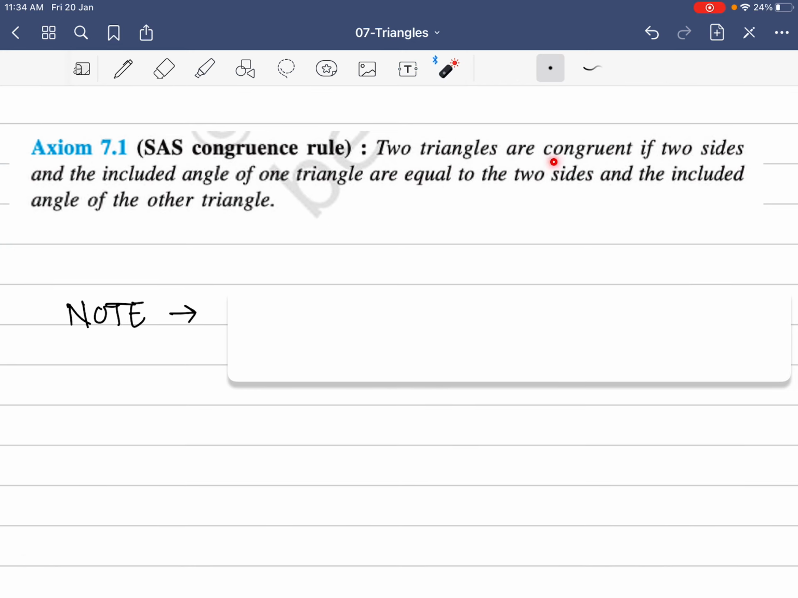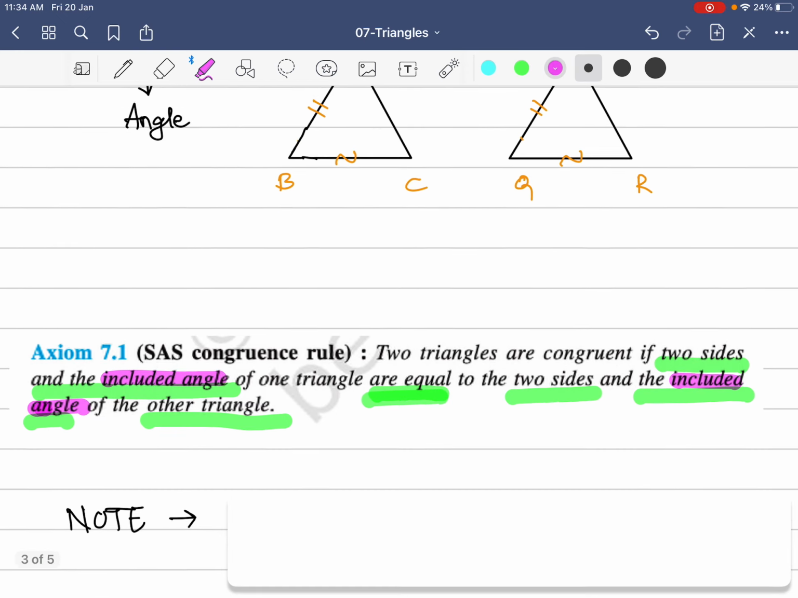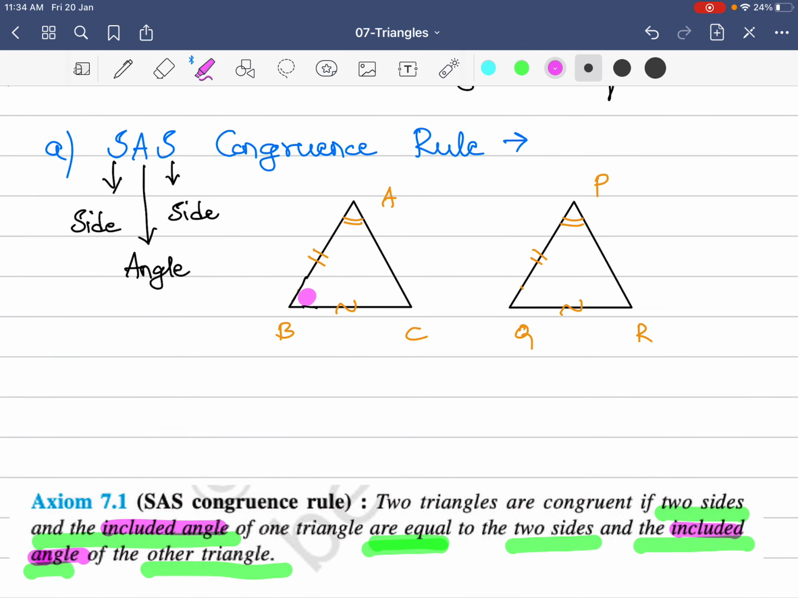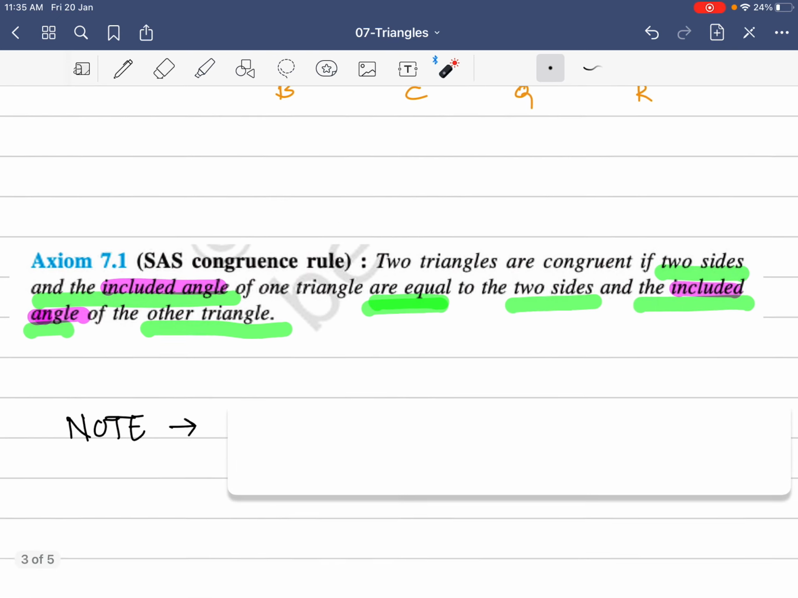Two triangles are congruent if two sides and the included angle are equal to two sides and the included angle of the other triangle. Now, the most important word in this description is the included angle. That's the point I was stressing a while ago, that this included angle has to be equal between these two sides, not any random other angle. So that is the SAS congruence rule.